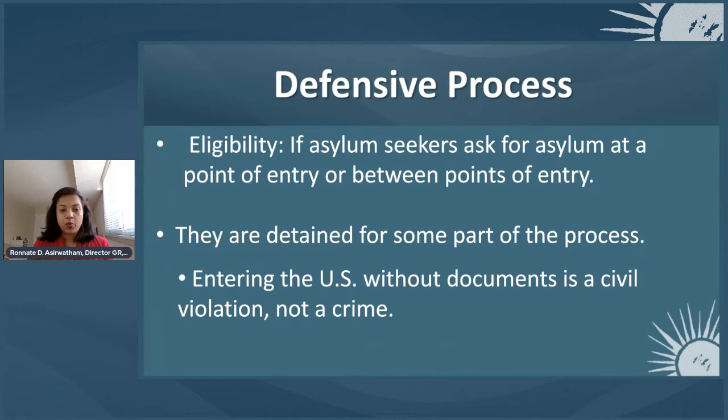When you arrive at the border or between points of entry and ask for asylum, that is called the defensive process. And yes, the US does have a process for asylum seekers who come across the border, especially the southern border, or between points of entry. Unfortunately, it is not being followed right now at our southern border, but we shall discuss that in the next slide.